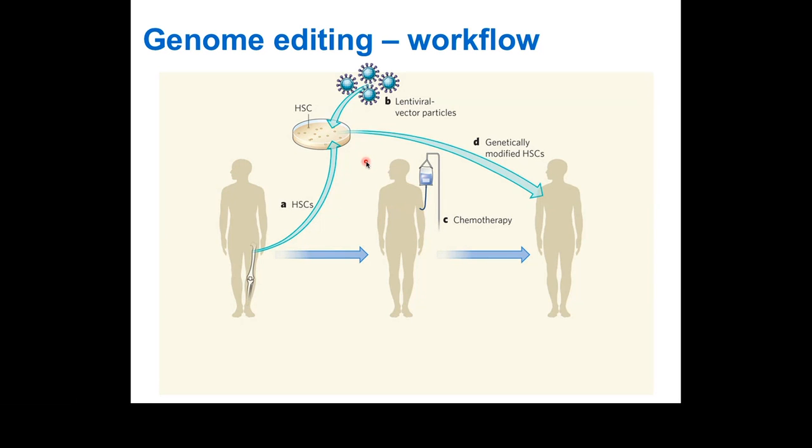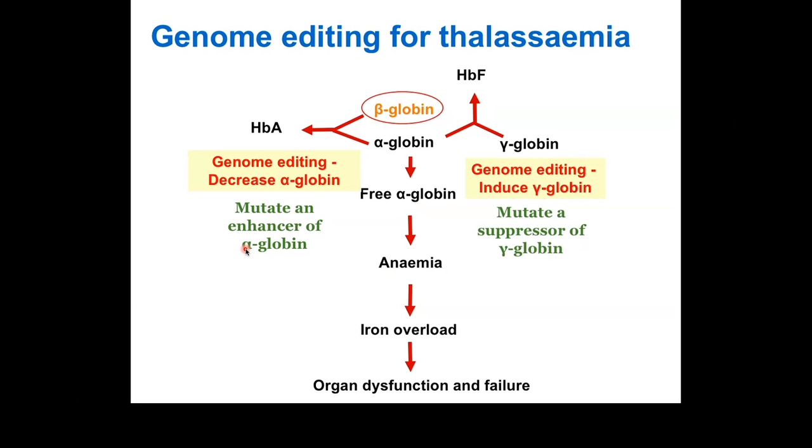Right, so even with genome editing, the same workflow as for gene therapy would apply. What you want to do is to take hematopoietic stem cells out from patients with beta thalassemia, edit them in vitro, and transfuse them back as an autologous bone marrow or hematopoietic stem cell transplantation. There are 2 approaches that are being tested for beta thalassemia in genome editing.